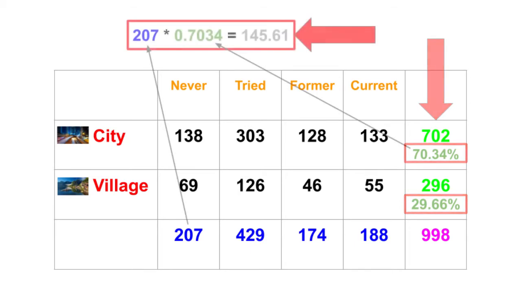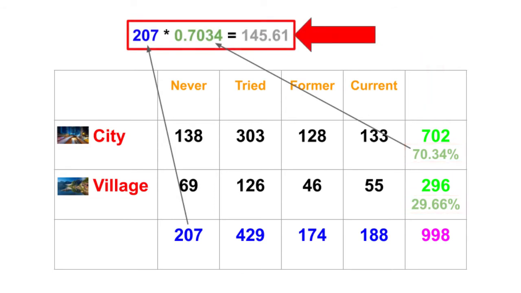Now, to calculate the expected value for the first cell of the first column and the first row, we have to simply take the percentage from a corresponding row and multiply it by the total number of non-smokers. So what we are actually trying to do is to divide all the non-smokers in the same ratio as all the people in our survey are divided between cities and villages. And this actually makes a lot of sense.